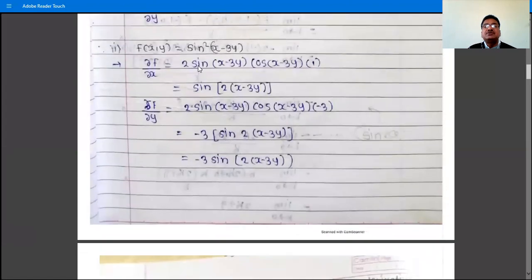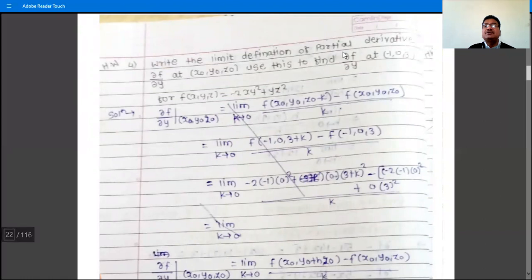So sine square means 2 times sine of x minus 3y into derivative of sine of x minus 3y, which is cos of x minus 3y into 1 with respect to x. And then this is 2 times sine of x minus 3y into cos of x minus 3y. With respect to y, derivative of sine of x minus 3y is what? Cos of x minus 3y into derivative of x minus 3y, which is minus 3. Then we have this answer.